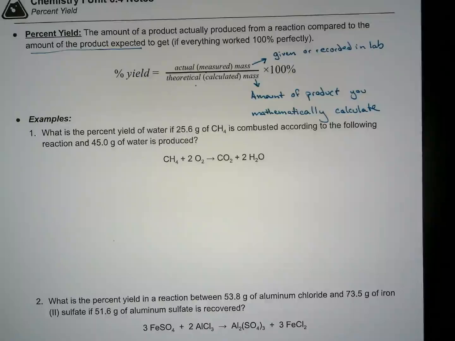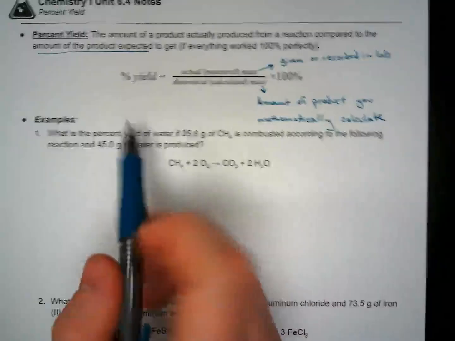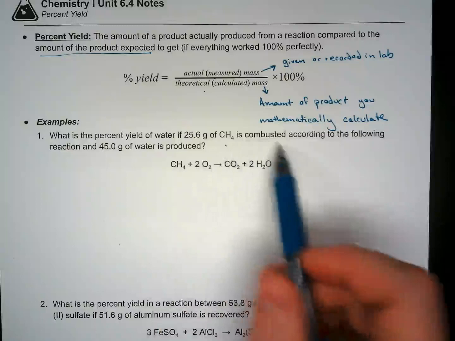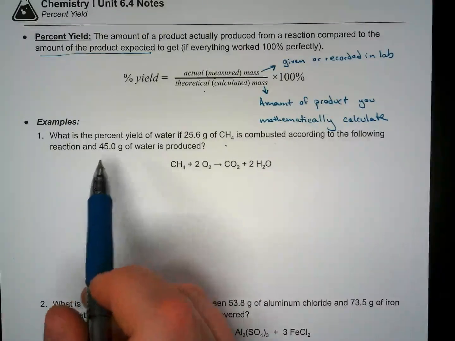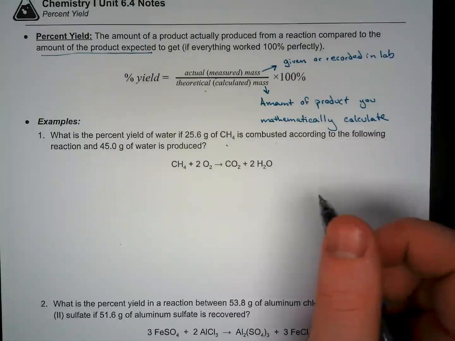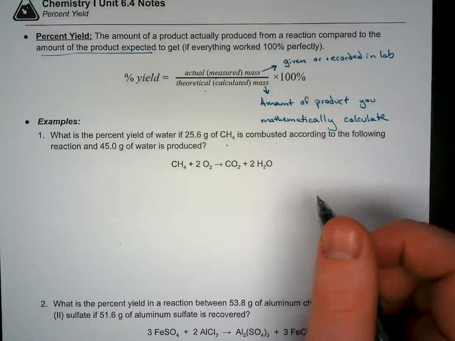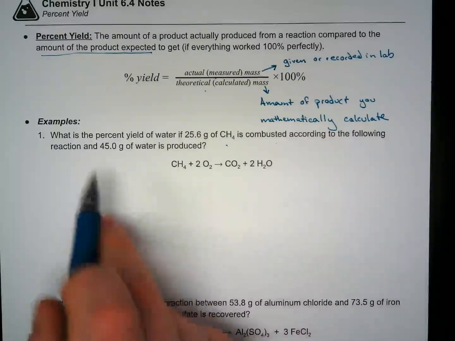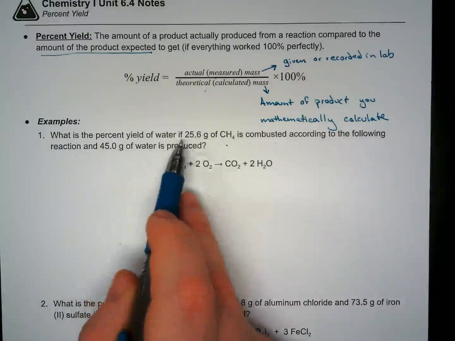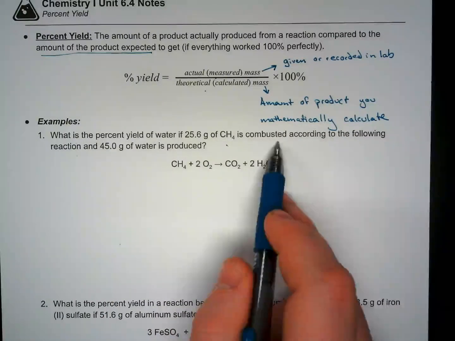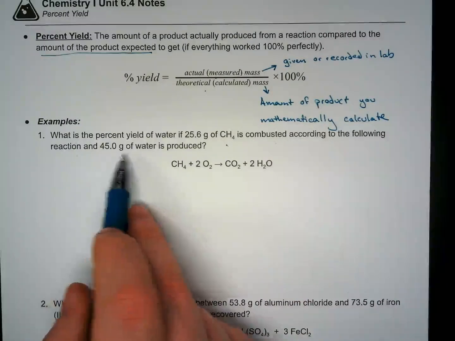So let's take a look at number one. What is the percent yield of water if 25.6 grams of CH4 is combusted according to the following reaction and 45.0 grams of water is produced? There's a whole lot going on in this question that we have to be able to identify.